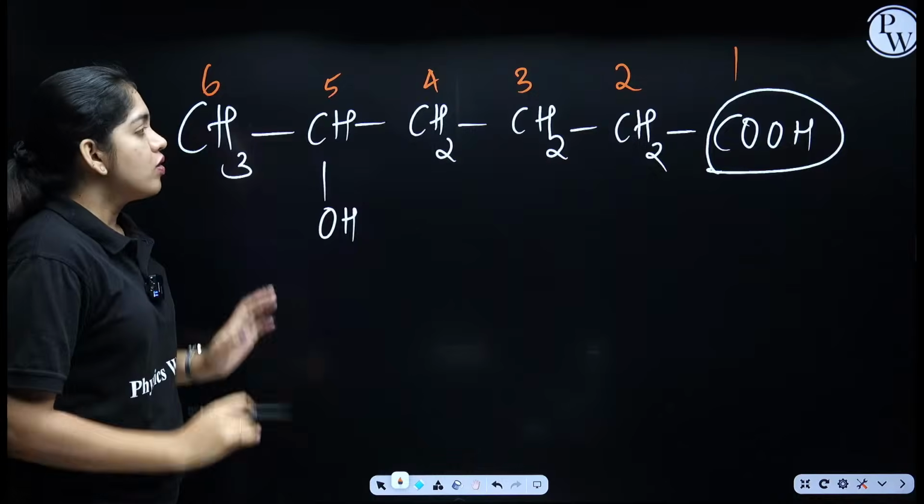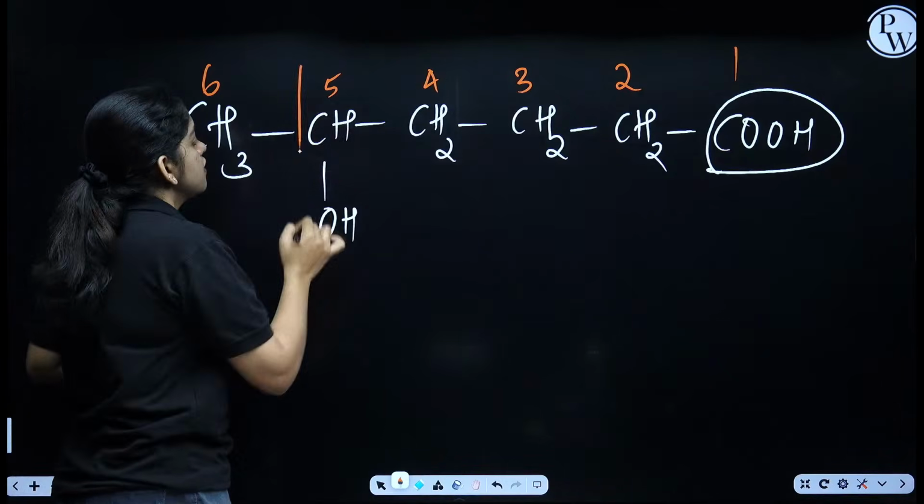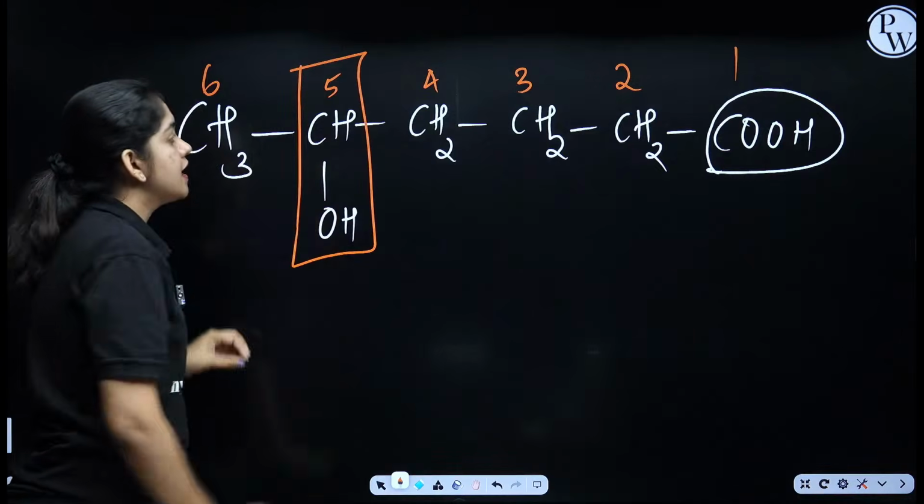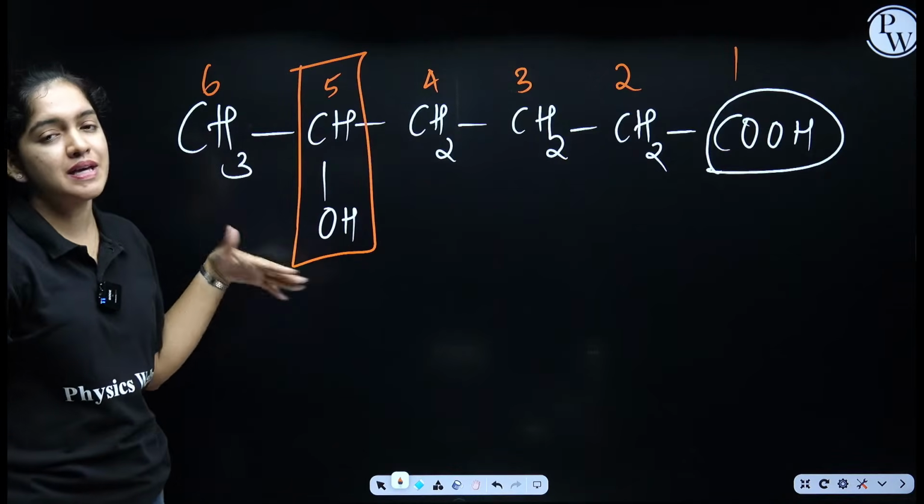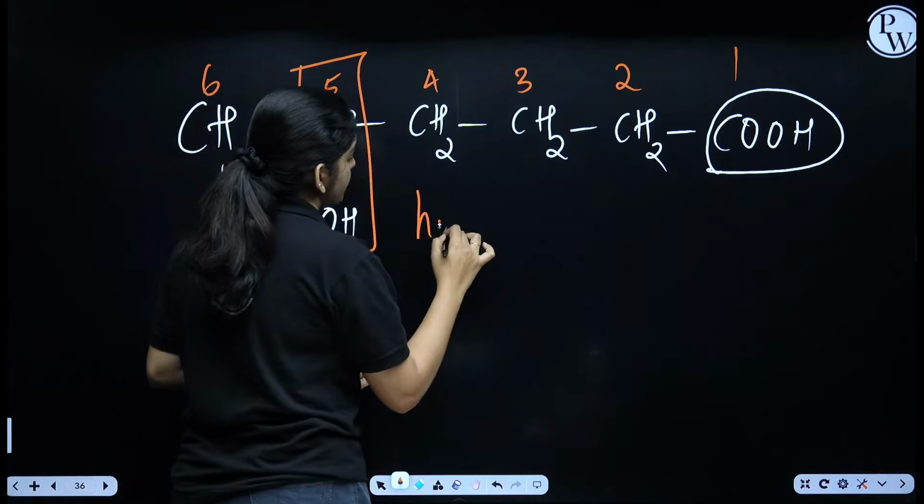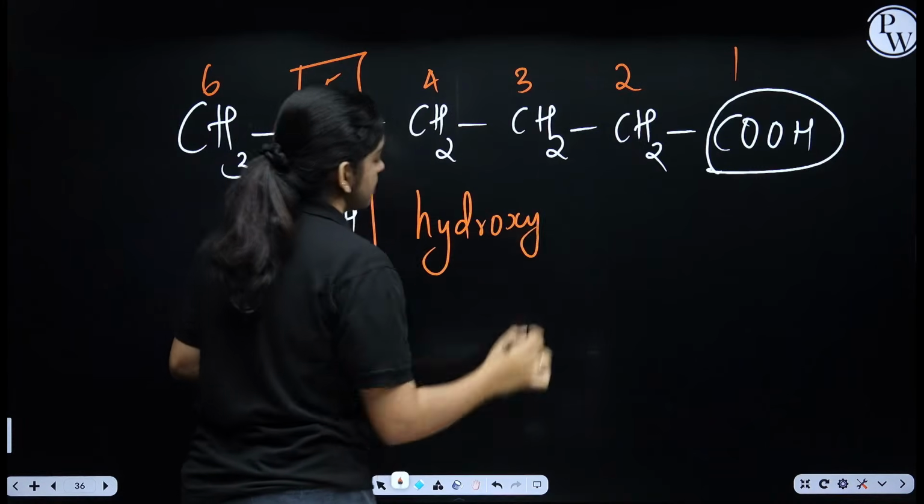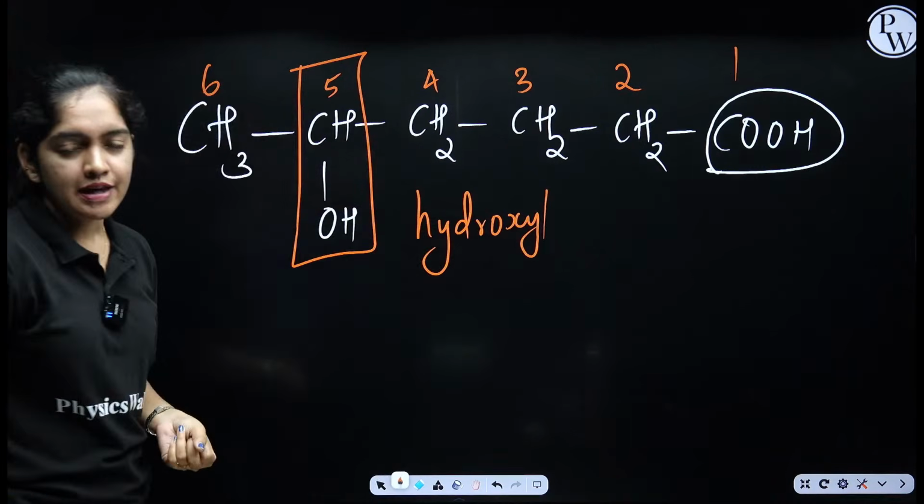Okay. Now we can write the name. One more functional group is present at which position? Fifth position, alcohol group is there. If an alcohol group is there, it is coming as a second priority. We will be using the name hydroxy group. What is the name of OH group? So hydroxyl group. Okay.